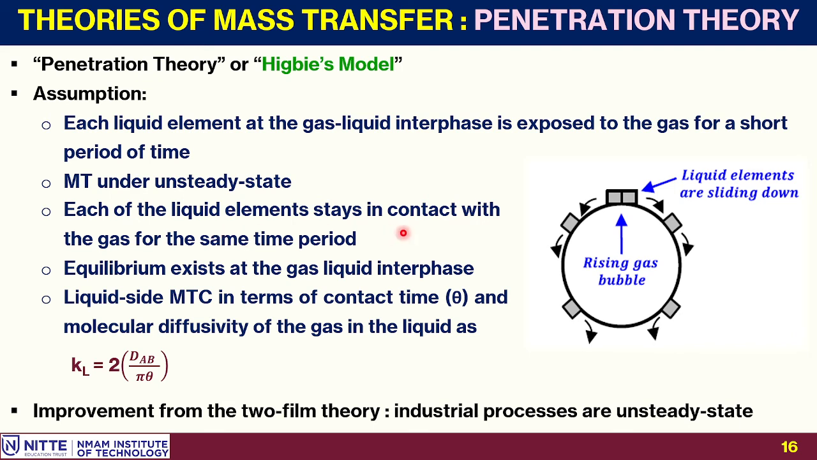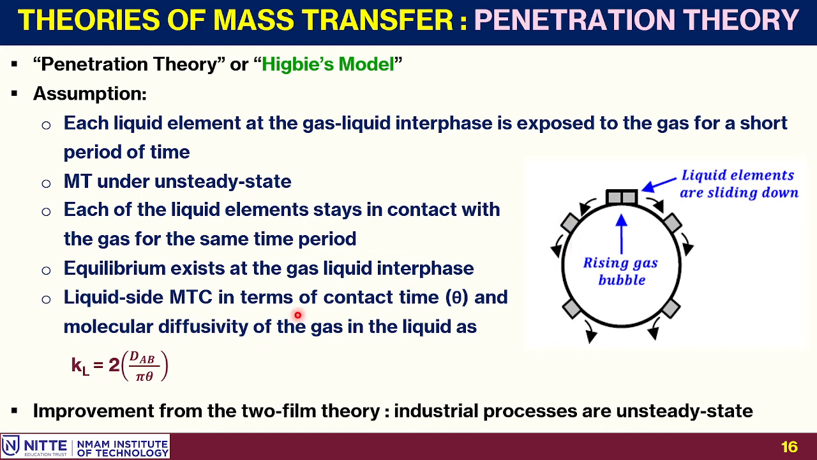So each of the liquid elements stays in contact with the gas for the same period of time. So if there is a small thin film present, it will remain within that interface for the same amount of time. There is no differential amount of time. Equilibrium exists between these two film layers. That means the rate of mass transfer of molecules from liquid to gas phase or gas to liquid phase are the same. It is happening at the same rate. That means it has reached its saturation level.